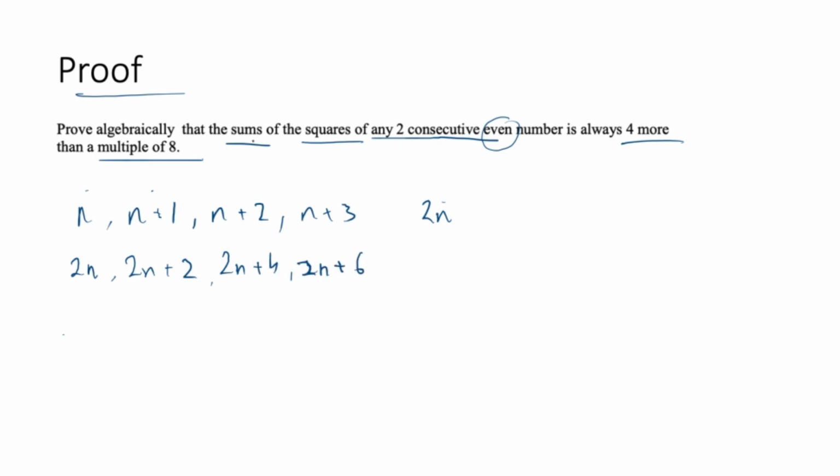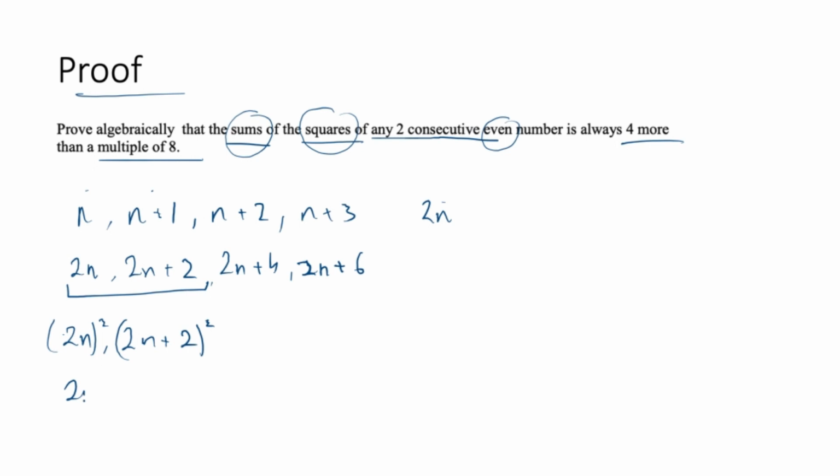Questions asking for the sum of the squares of any two consecutive even numbers. So I'll take these first two. Since it's asking for two consecutive even numbers, and here it says the squares, that means you have to square each number like so. And then it says here the sums. So I have to prove that the sums of these squares of the two consecutive even numbers is always 4 more than a multiple of 8.